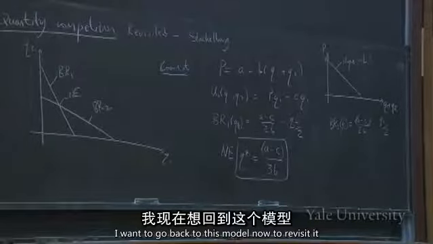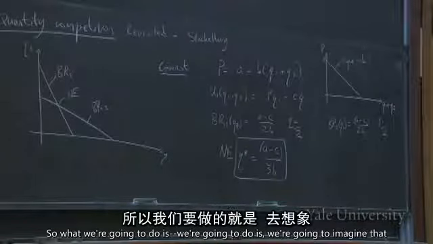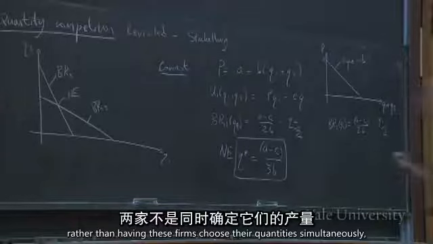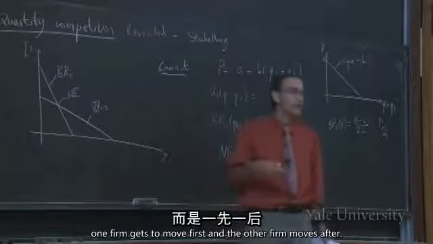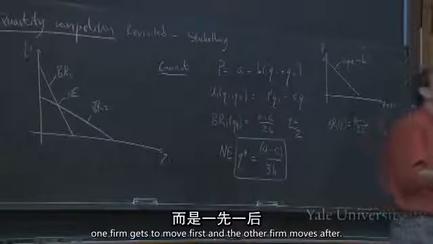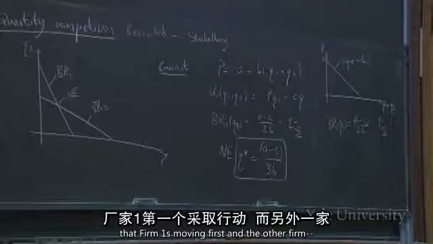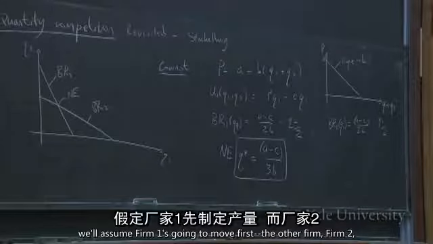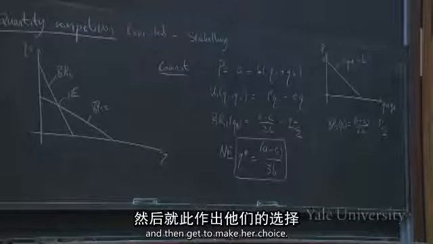All right, so this is all stuff we did before. I want to go back to this model now to revisit it in the context of thinking about sequential or dynamic games. So what we're going to do is imagine that rather than having these firms choose their quantities simultaneously, one firm gets to move first and the other firm moves after. Let's be clear, we'll assume firm 1 is going to move first, and the other, firm 2, is going to get to observe what firm 1 has chosen and then get to make her choice.